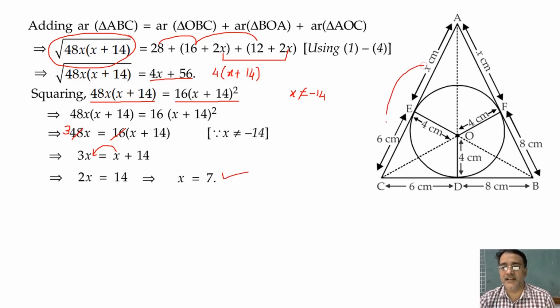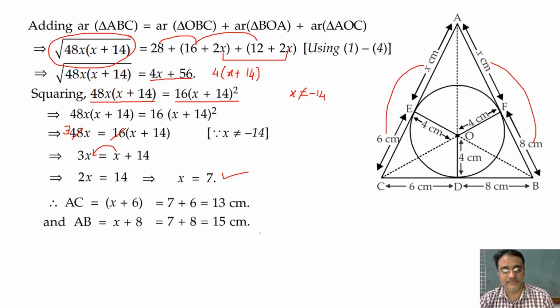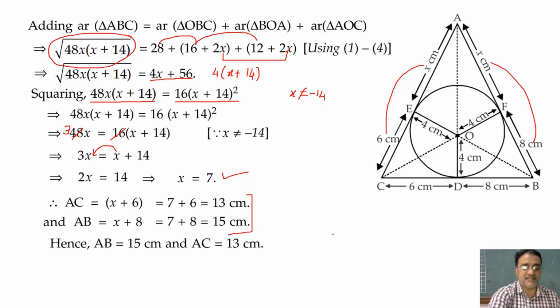अभी AC निकालो, 7 plus 6 is 13. AB निकालो, 7 plus 8 is 15. So we got the values. Any doubt? एक बार और practice कर लेना. Okay.